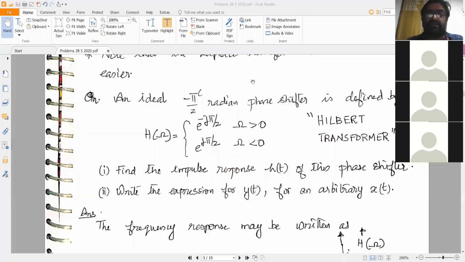So H of omega is equal to e raised to minus j pi by 2 radian for omega greater than 0, and H of omega is equal to e raised to plus j pi by 2 for omega less than 0. This system you call a Hilbert transformer. It delays all the frequencies by 90 degrees. For omega greater than 0, the phase response is minus pi by 2 radian, which means all the frequencies from 0 to infinity are delayed by pi by 2 radians. You also need the phase response of a system to be anti-symmetric, so H of omega is equal to e raised to j pi by 2 for omega less than 0.